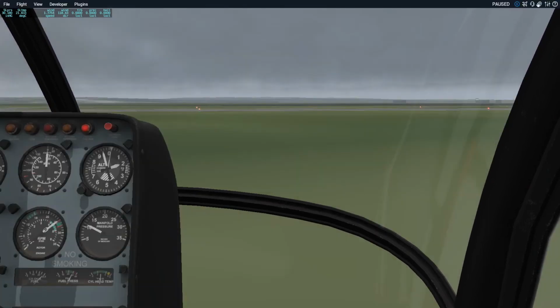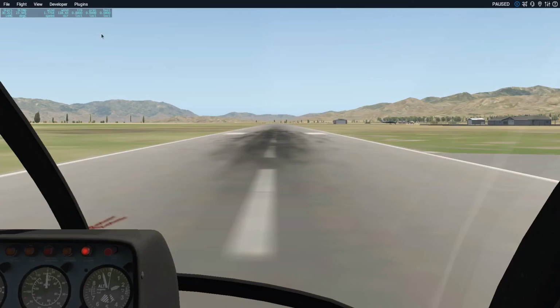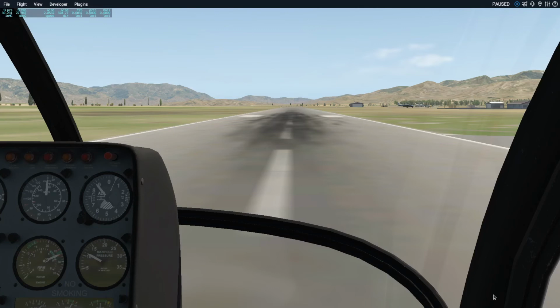I'm going to go to an airport in Idaho. This airport has an elevation of 7,920 feet. I'm going to start with the default weight and balance for this helicopter, and we'll see how it performs.